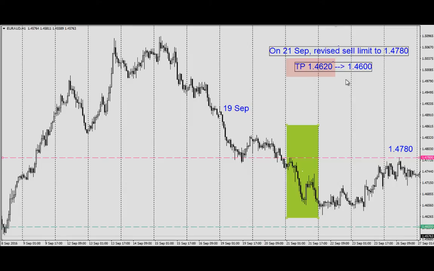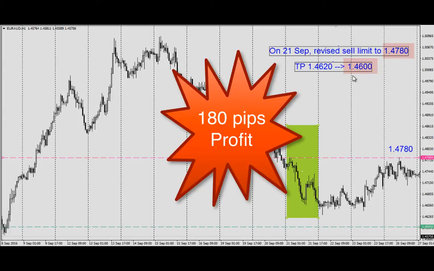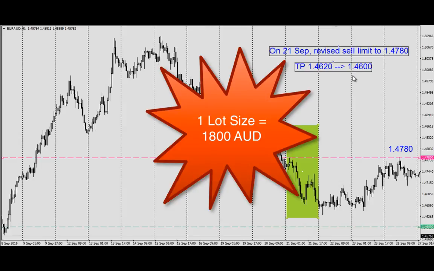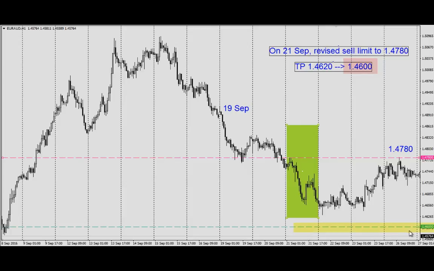However, the target profit was revised to 1.4600 because I wanted to squeeze another 20 pips more. Now if we have this trade wonderfully executed and it will do whatever that we want it to do, then the profit that we are looking at will be a total of 1.4780 minus 1.4600. Now that will be 180 pips profit. When you look at 180 pips profit, it means that if you put in a mini contract, that's 180 Aussie dollars. If you put in a standard contract, that's 1800 Aussie dollars that we are looking at. So we are looking at 1.46 even as our profit target.